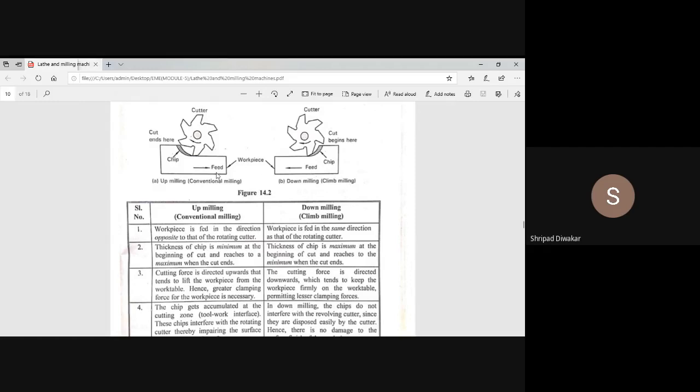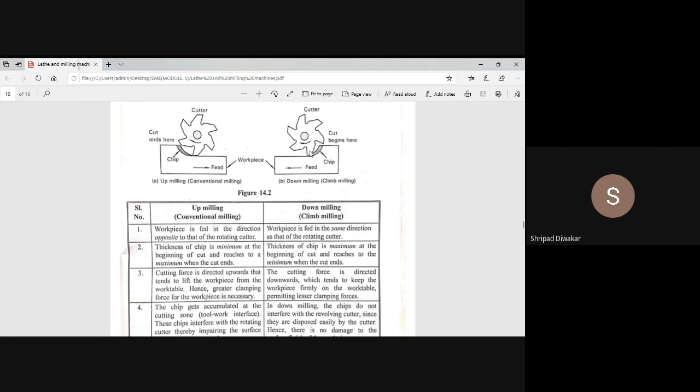Okay, next, as we said, whenever a machining process happens, there will be a formation of chip. Chip means whatever material is coming out from the given workpiece. You see the diagram. The thickness of the chip is minimum at the beginning, and the thickness of the chip is maximum at the end.